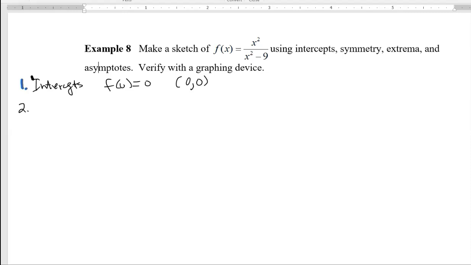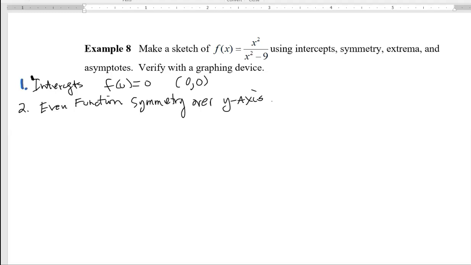symmetry. Well, you can see it's an even function. We notice that. Now that's not going to happen on every function, but when it does, we'll take advantage of it. It's an even function, so you'll have that symmetry over the y-axis. So whatever happens, we can count on that.